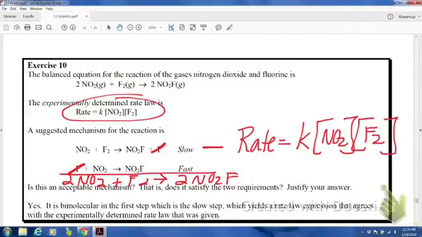The justification is, first of all, it agrees with the stoichiometry. And second of all, it agrees with the experimental rate law by stopping at the slow step. Never go past the slow step. The slow step is not always your first step. Sometimes it's the second, sometimes it's the last.